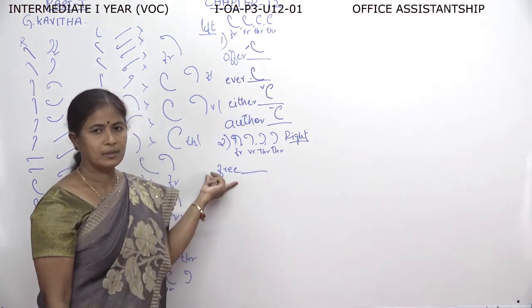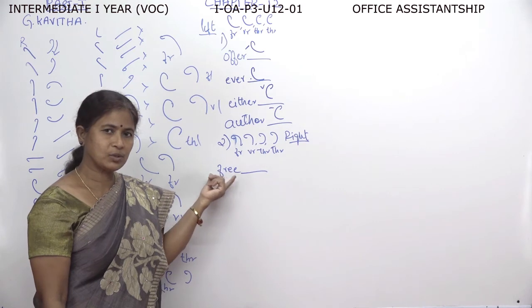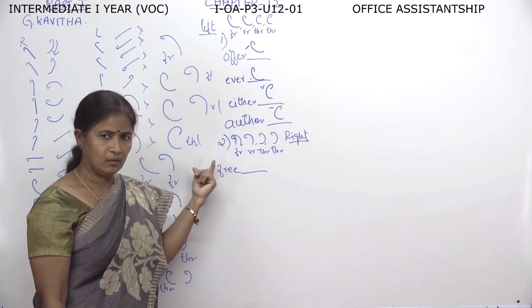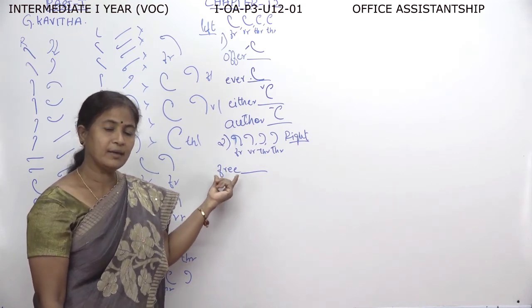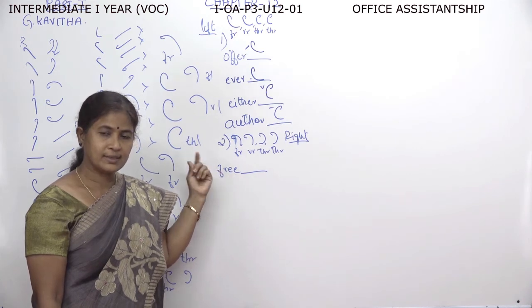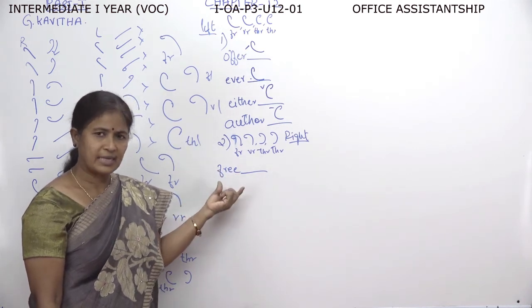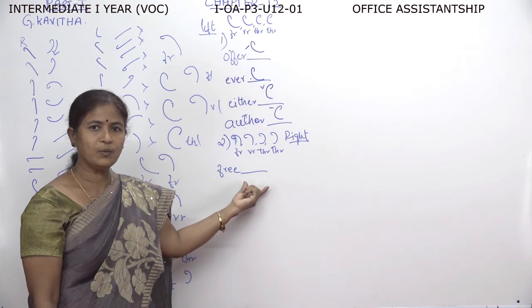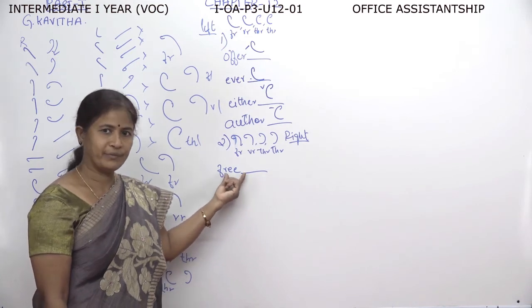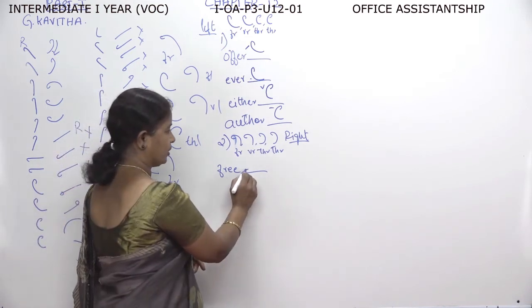Free. Sound the word free. How many strokes do you hear? Only one stroke, fur. And what happens to the vowel? The vowel is coming after fur. So standing alone fur and followed by a vowel, we use right forms of fur. Free, use right forms.